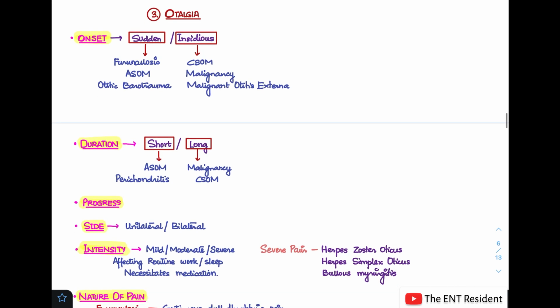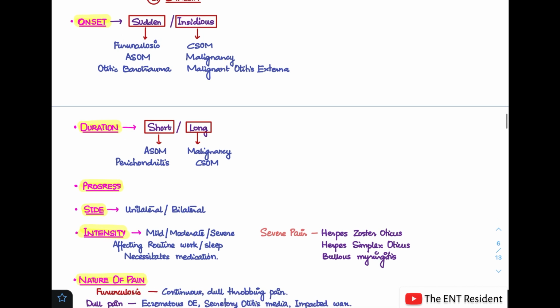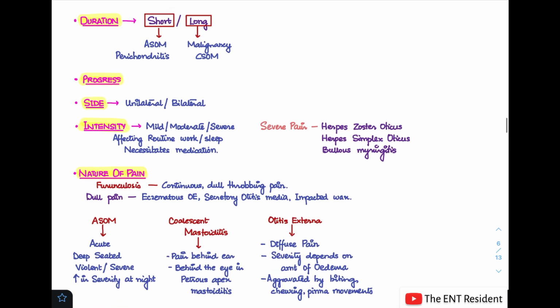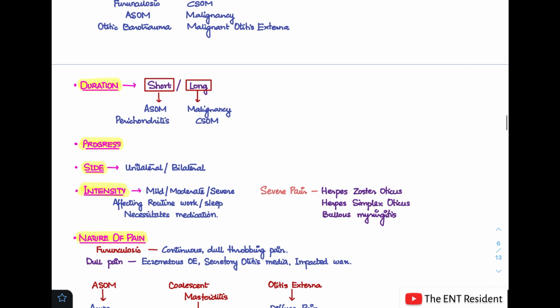Coming to duration of the pain in the ear. Now, duration can be short or long. Short duration is seen in ASOM, perichondritis, whereas long duration can be seen in diseases like malignancies and CSOM. Next we talk about the progress of the disease, whether rapidly progressive or slowly progressive, and which side is involved, whether it is unilateral or bilateral.